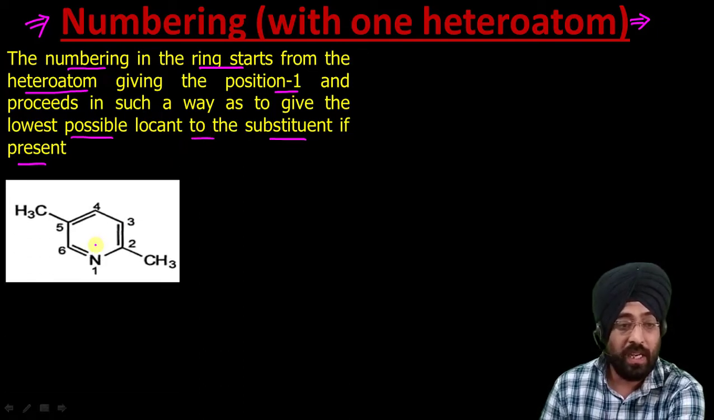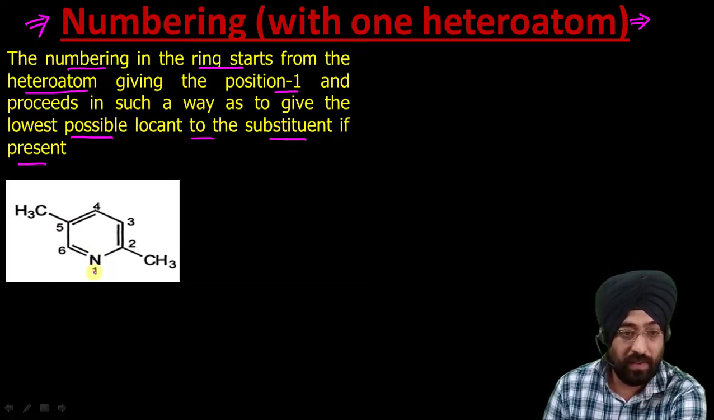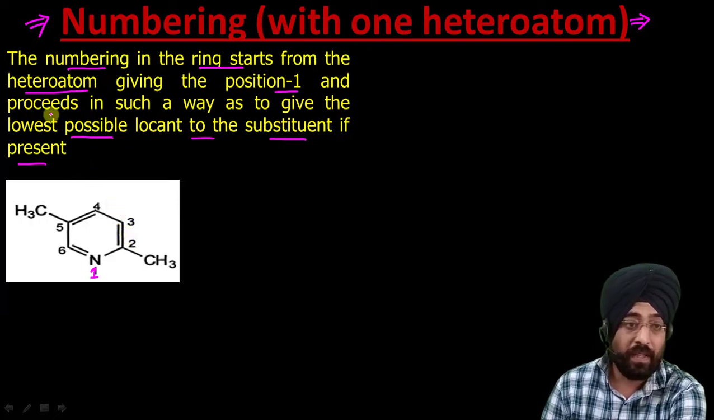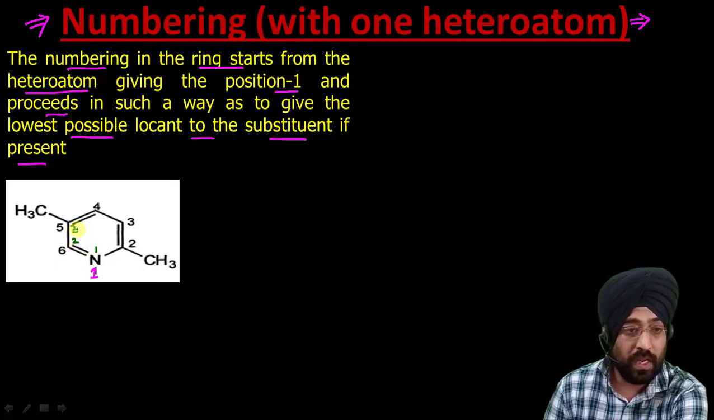Now it is a heteroaromatic compound with only one heteroatom. As I said, if it contains only one heteroatom, then we have to start numbering from nitrogen. We have given it a 1, so it is 1, 2, 3, 4, 5, 6. Now here comes the second rule. The numbering proceeds in such a way as to give the lowest possible locant to the substituent. We could also start the numbering like this: 1, 2, 3, 4, 5 and 6.